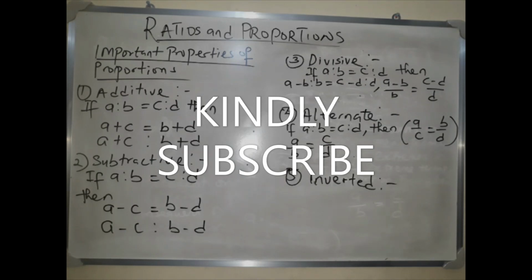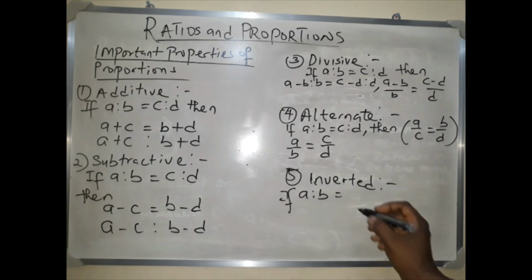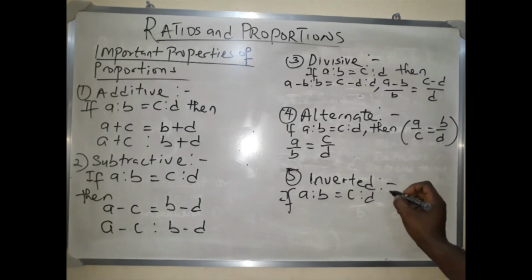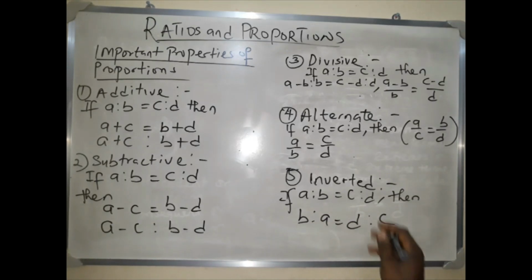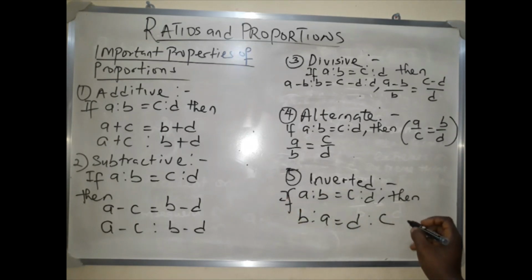So let's look at the last one here, which is the inverted property of proportions. It says if you have two ratios in which A ratio B is equal to what? C ratio D, then you can resolve it or have an expression from it that says B ratio A is equal to D ratio C. So you can interchange this. You can invert them. And of course, from this, you can have something like A over B is equal to C all over D.